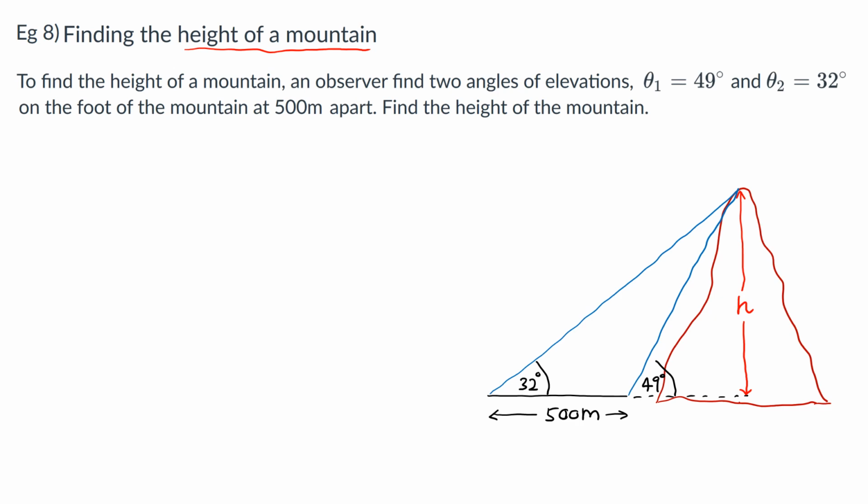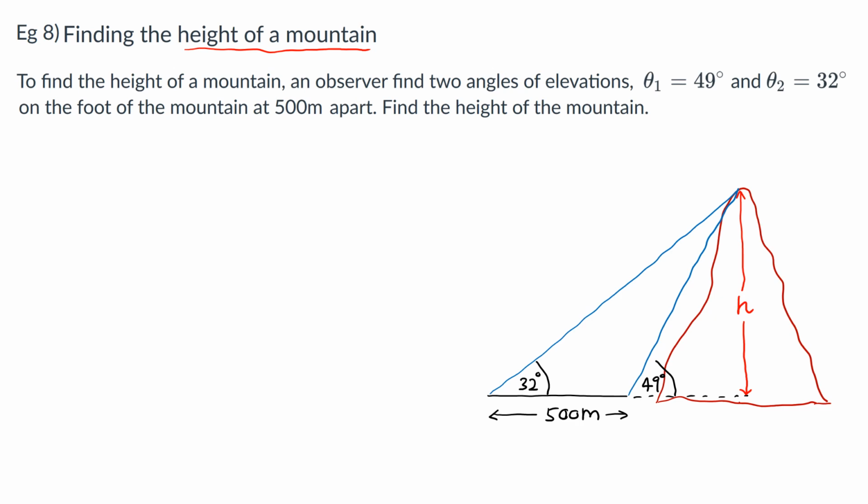So in this case, we're going to get theta1, and then we're going to go away from it, let's say 500 meters, and then we take another angle of elevation, and using that information, we can find the height of the mountain. Last time we just used the right angle method, but here let's see how we can use the sine law, because that's much quicker.